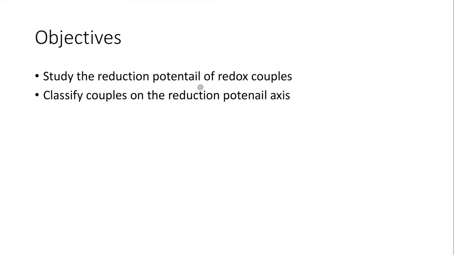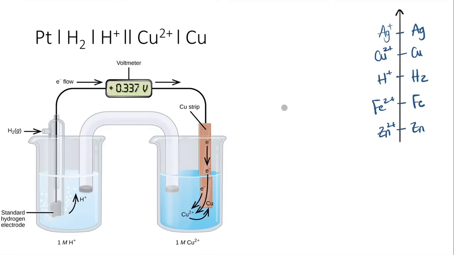Now, in this video, we will elaborate on this idea, and we will talk about the reduction potential of each metal, and we will classify the reduction potential of the metals according to the reduction potential axis. So first, we will start with the first galvanic cell. As I told you, we need to calculate the reduction potential of copper. So we will associate the copper half cell with the hydrogen half cell.